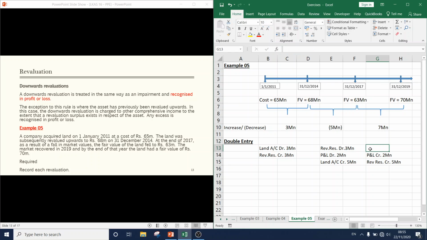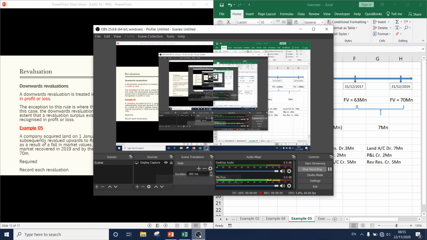Of course, the value of the asset has gone up from 63 to 70. Therefore, the land account should be debited by 7 million. So these are the entries we need to pass in terms of these revaluation increases or decreases, or upward or downward revaluations. That is example number 5.